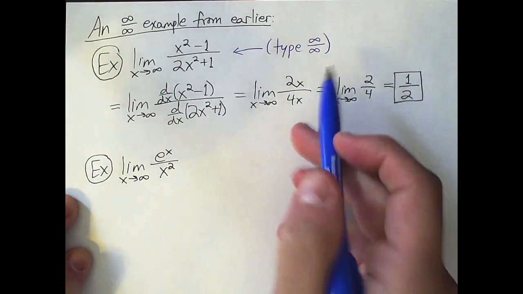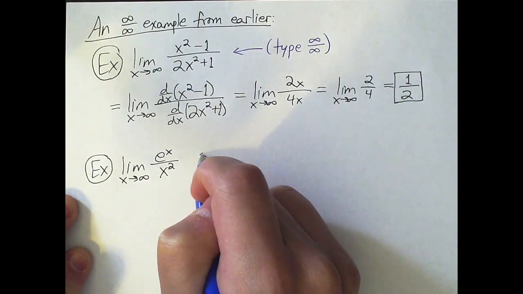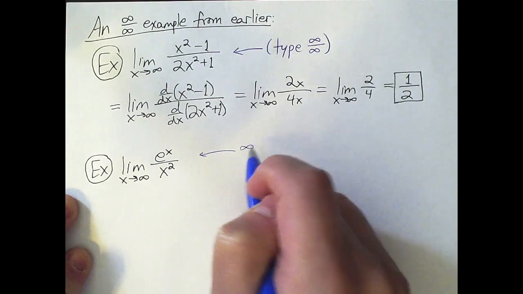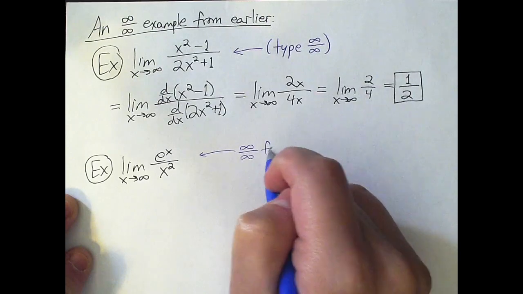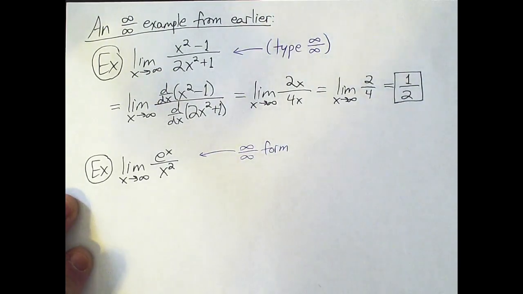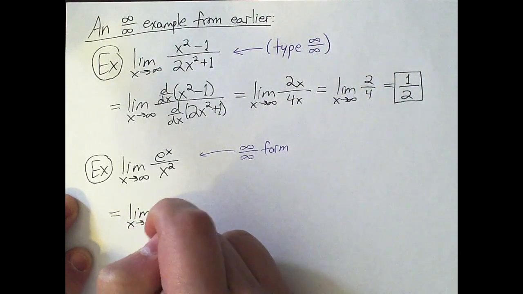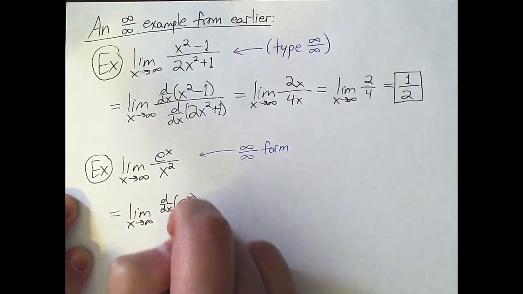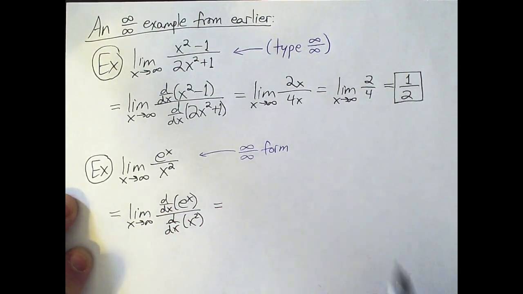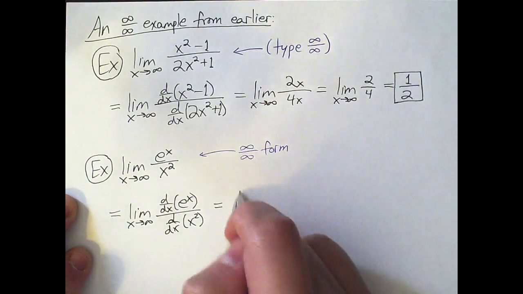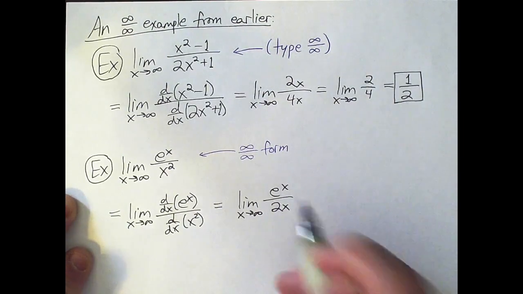So whether you call it the form or the type, you identify that this looks like an infinity over infinity case. So we want to use L'Hopital's rule. We're going to do the limit as x goes to infinity, d dx of the top, d dx of the bottom. And what do we get? Well, these derivatives are not that hard. This is e to the x, and this is 2x.